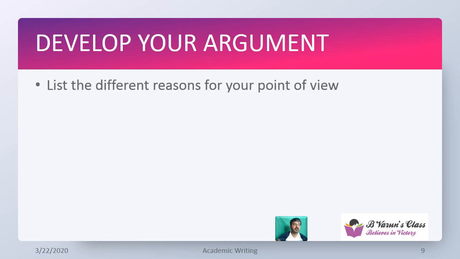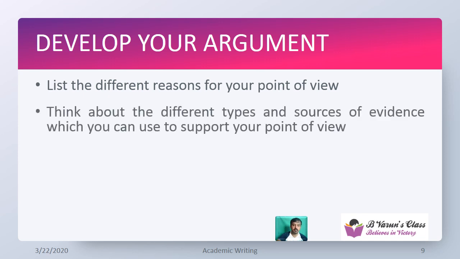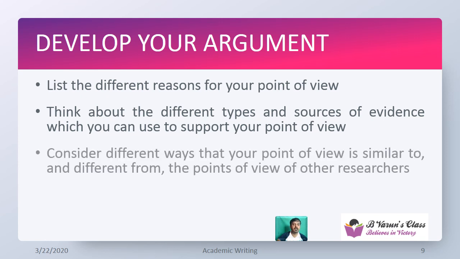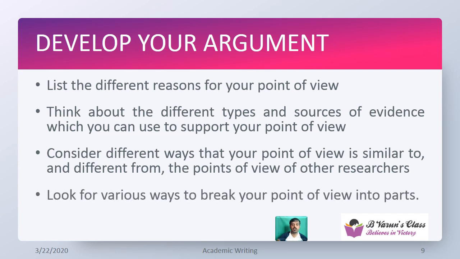First one, list different reasons for your own point of view. Second one, think about different types and sources of evidence which you can use to support your point of view. If you don't have any resources, it's better to redo the research, or we can rewrite the report. Consider different ways that your point of view is similar to and different from the points of view of other researchers.